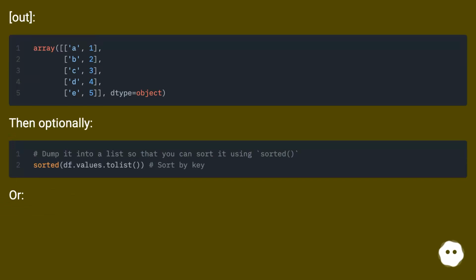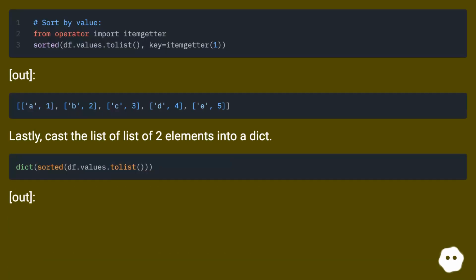Then optionally. Or. Out. Lastly, cast the list of two elements into a dict. Out.